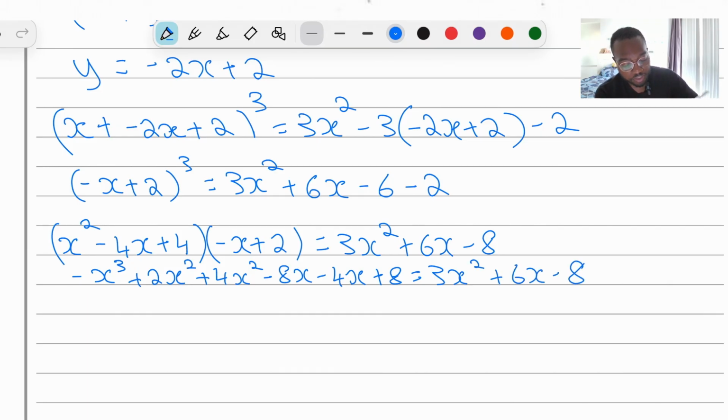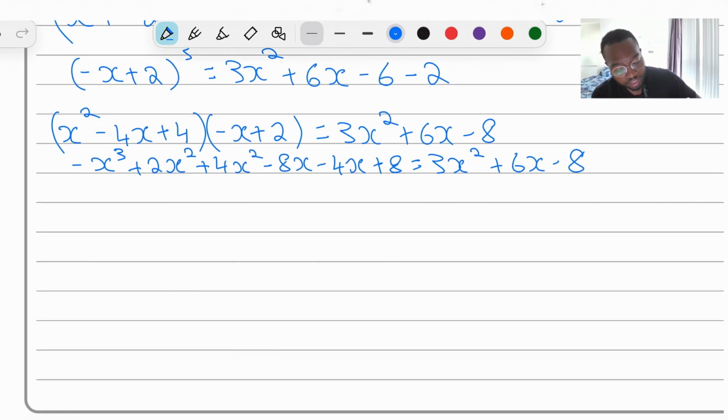Now, if we bring everything to the left side, we get a minus x cubed. We bring the 3x squared over to the side, so we get 2x squared plus 4x squared minus the 3x squared. So that would give me a positive 3x squared, okay? We have a minus 8x minus a 4x, that's a minus 12x.